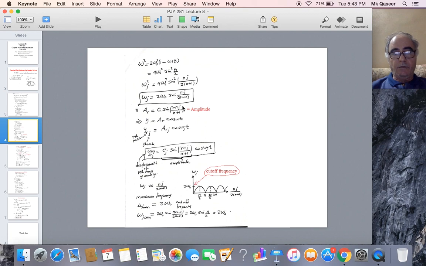Now if we plot omega j versus j pi over 2 times n plus 1, we get a sine curve like this. The maximum occurs at pi over 2, and it is equal to 2 omega 0. This is the maximum frequency, which we call the cutoff frequency.